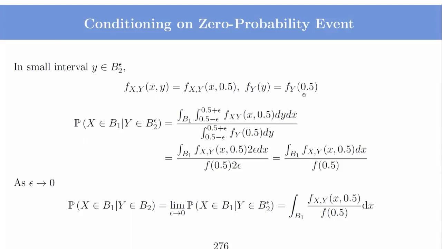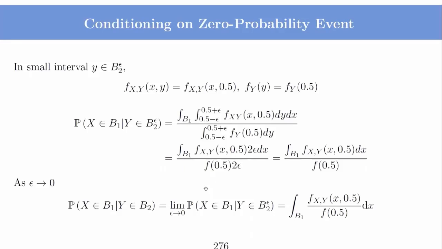Similarly, on the denominator, I can just integrate the constant PDF over dy. This is the same as saying that the probability that y belongs to this small set is just the density at the center multiplied by 2 epsilon. We have seen this interpretation: if the interval is very small, the probability that a random variable belongs to that interval is just the density at any point, maybe the middle, multiplied by the length of the interval. Similarly on the top, because the integrand does not change with y, I can take it out. This is multiplied by the integration of dy on this interval, which is nothing but its length, 2 epsilon. So this will be the integration over B1 of f_XY at (x, 0.5) multiplied by 2 epsilon dx.